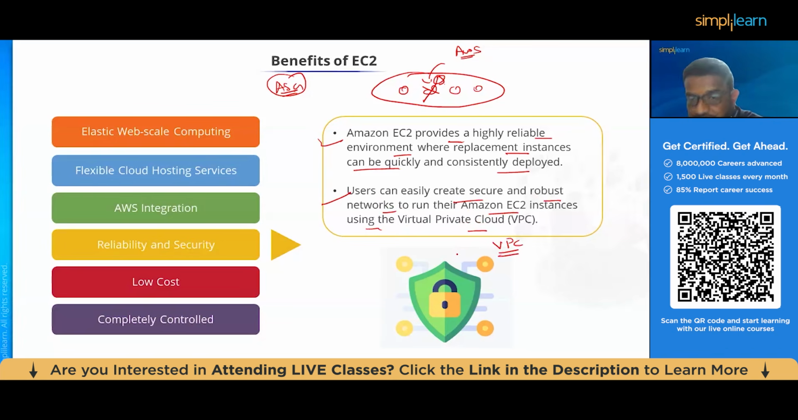If I want to isolate the resources, I hope everyone remembers the example I was taking. This is Santosh's VPC, this is Rajesh's VPC, this is Kiran's VPC. No one can enter without the owner of that VPC. So it's an isolated area where you are going to deploy your AWS services. Here also you are going to deploy your EC2 instances within this VPC only.